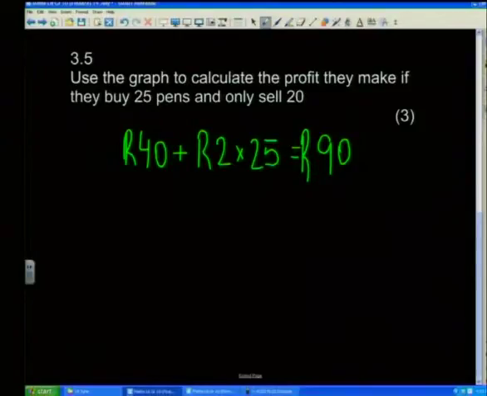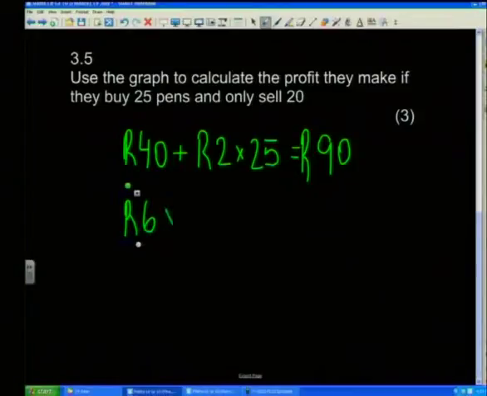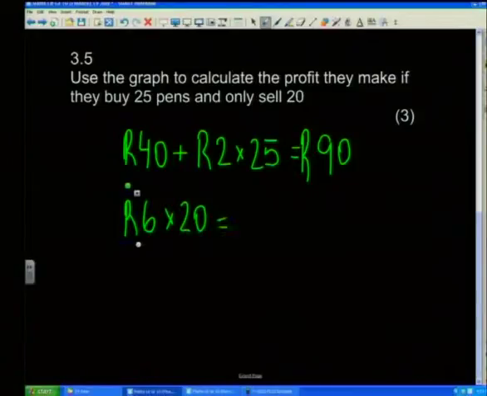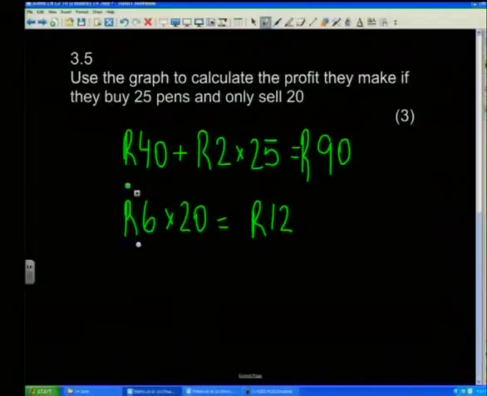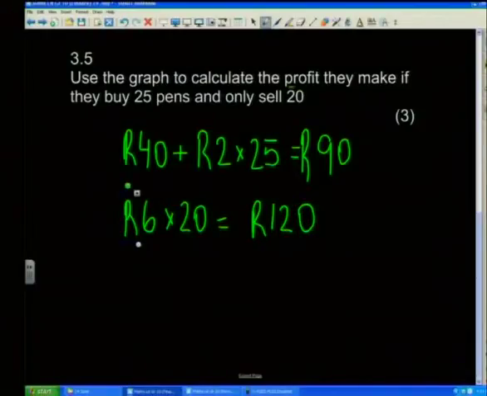And now they sell 20. So they're taking their 6 Rand times 20 pens, and we see that that's 120 Rand. Now we want to know the profit. So how much profit do they have?